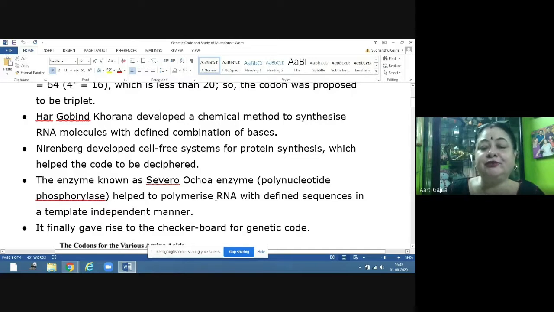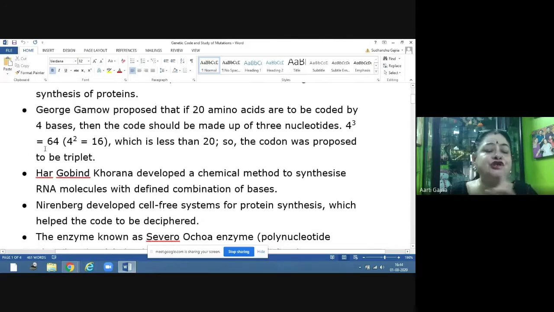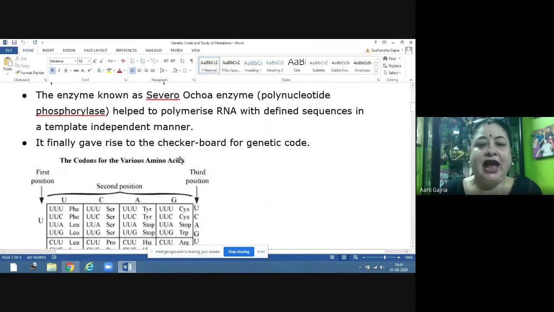This helped to polymerize RNA with defined sequences in a template independent manner. That means there was no template. Without the template, RNA was synthesized, RNA was polymerized, with the help of this enzyme. So, this all happened in the laboratory, and with all these experiments, the proposal of George Gamow was found to be correct, and a checkerboard was formed. And this checkerboard finally gave the genetic codes.